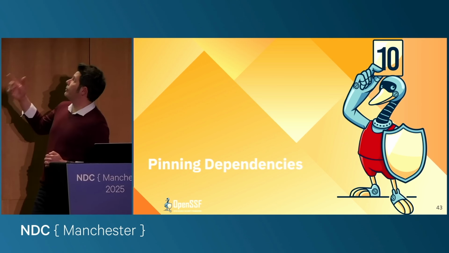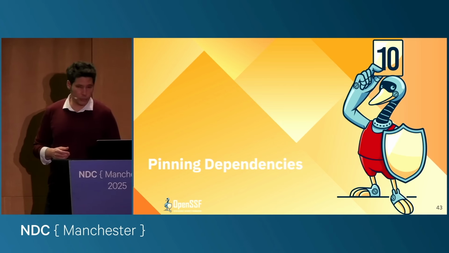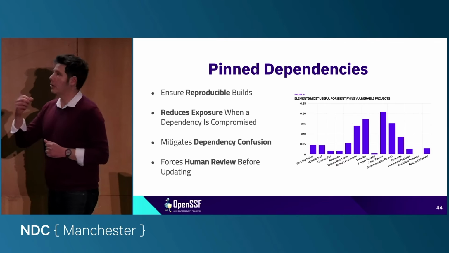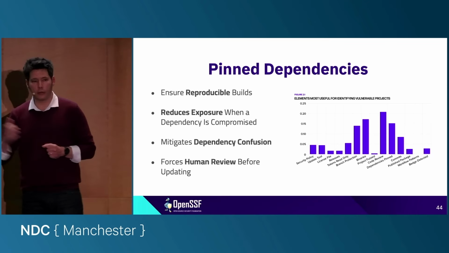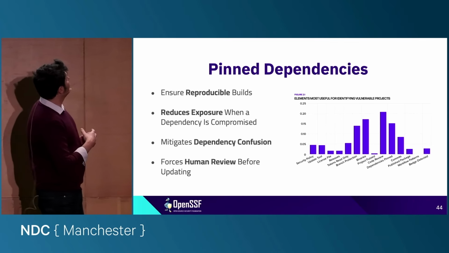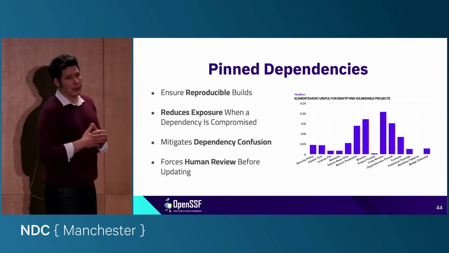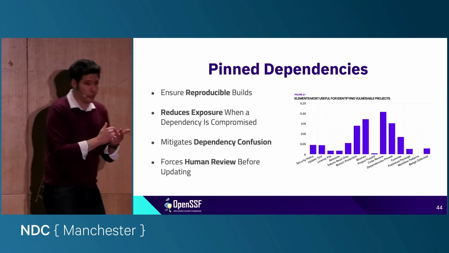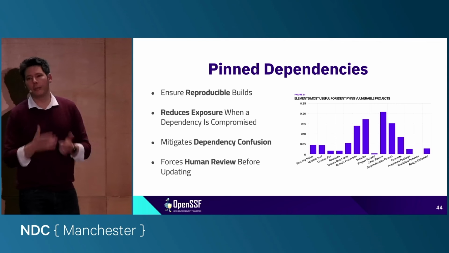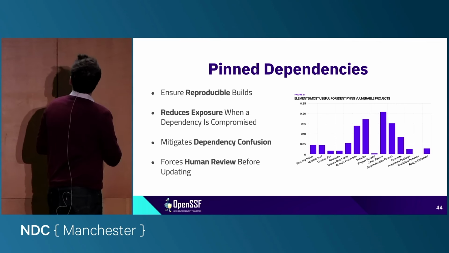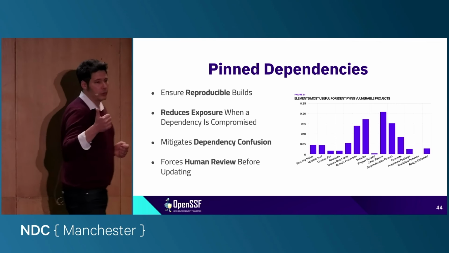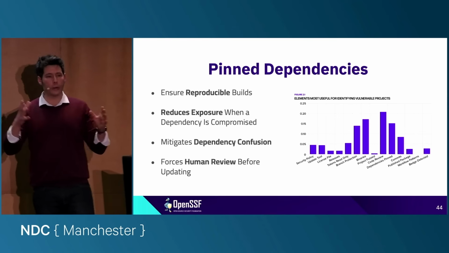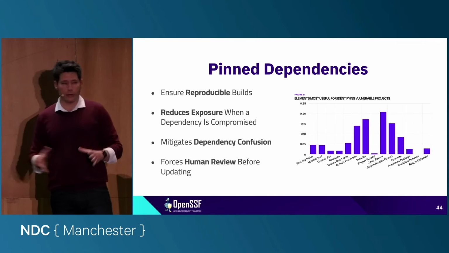Now, another thing that came up is pinning dependencies. So let's talk about that for a little bit. Pinning dependencies is actually one of the most critical checks that Scorecard has to identify security risk. You can see in this chart, it's actually number 3, right after code reviews and binaries in your code, which are a big no-no, but also pinning dependencies. Pinning dependencies can help you, 1, get reproducible builds, and 2, reduce the exposure when one of your dependencies has been compromised.